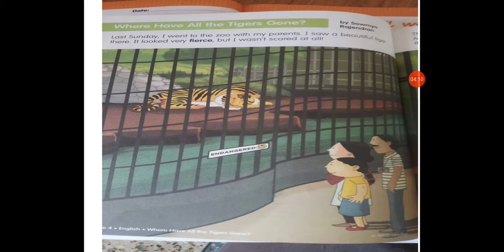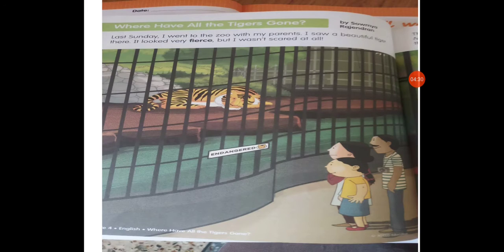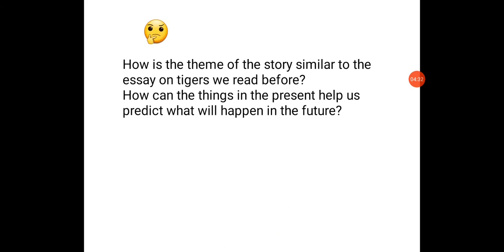If we continue to do the things we are doing in the present, like cutting of the trees and killing of the animals, we will have a future similar to the one in the story. ऐसा ही हो जाएगा अगर हम ग्रेट ट्रीज को कट करेंगे और एनिमल्स को मारते रहेंगे तो दे आर एक्सटिंक्ट. Okay, students, I hope it is clear. How can the things in the present help us predict what will happen in the future?